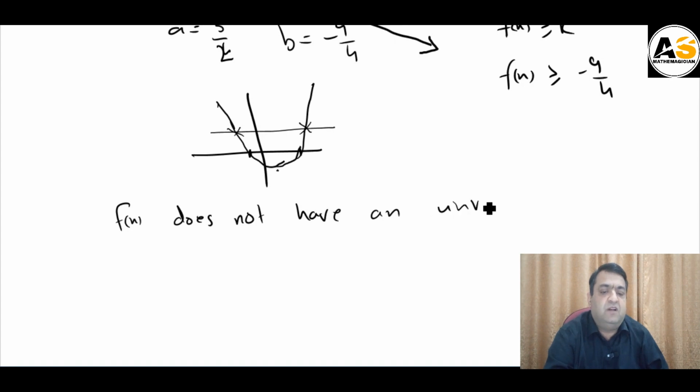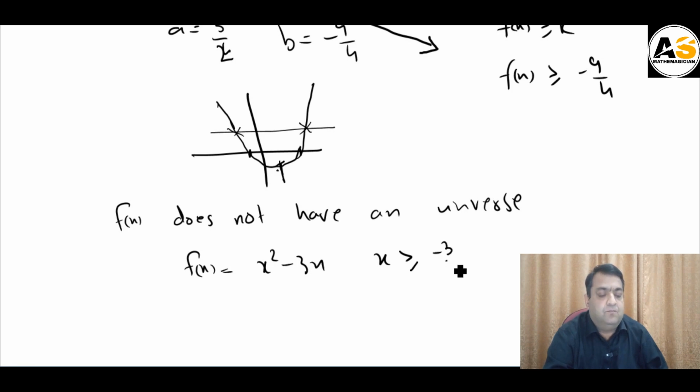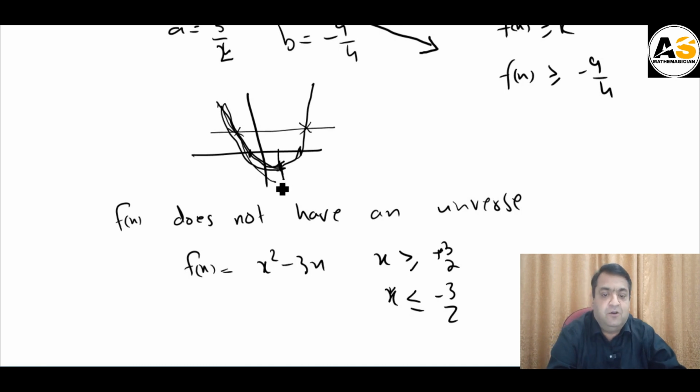For it to be inverse, we will have to restrict its domain. If it is defined as f of x is equal to x square minus 3x, x is greater than or equal to 3 by 2, then the function will be 1-1 and its inverse will exist. Even if it is written as x less than or equal to 3 by 2, then this will be the function and it will be 1-1 and its inverse will also exist. But in the given scenario, the function is not 1-1, so its inverse does not exist.